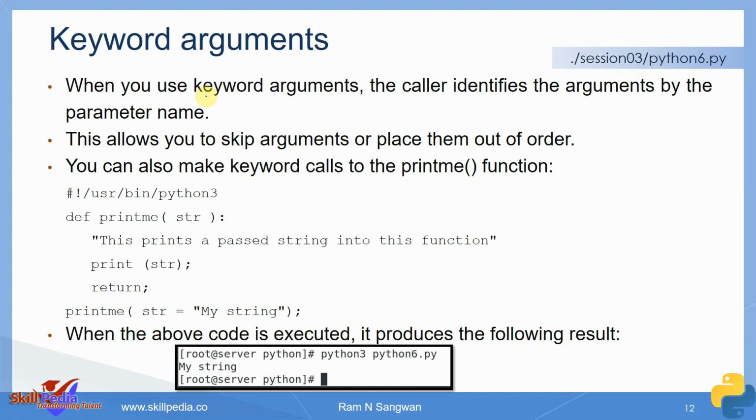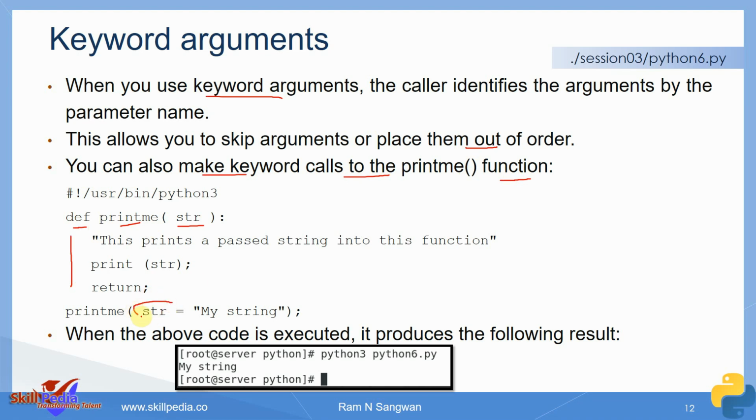In this case, when you use keyword arguments, the caller identifies the arguments by parameter name. Meaning is clear, you specify the name, you give the name. This allows you to skip arguments or place them out of order. You can also make a keyword call to the print me function. Let's take an example. Def print me str. Same function. The function remains the same.